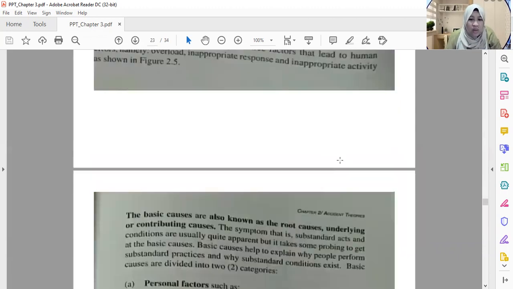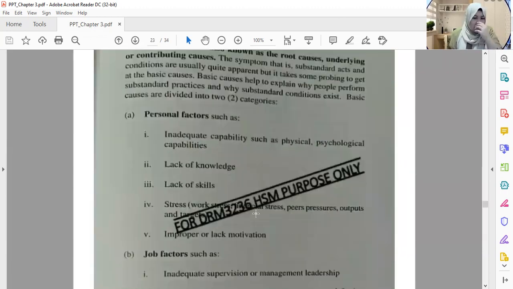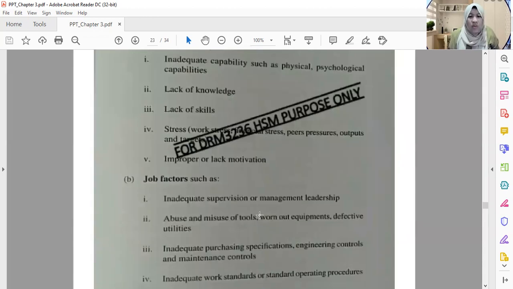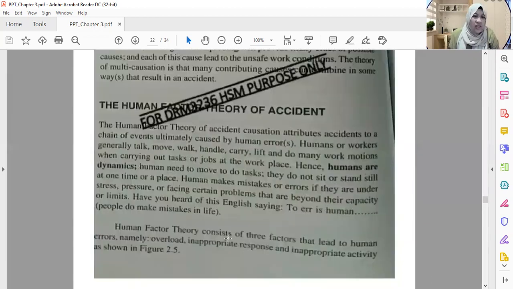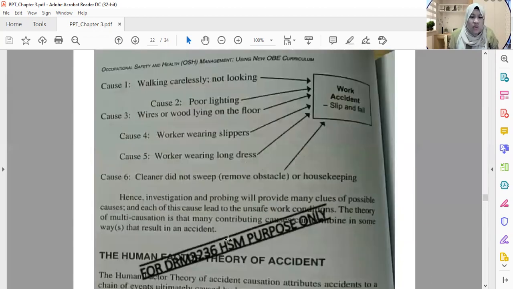Okay. So I believe that they have some like what we call, because they have personal factors and job factors is okay. So it's okay, we just proceed.